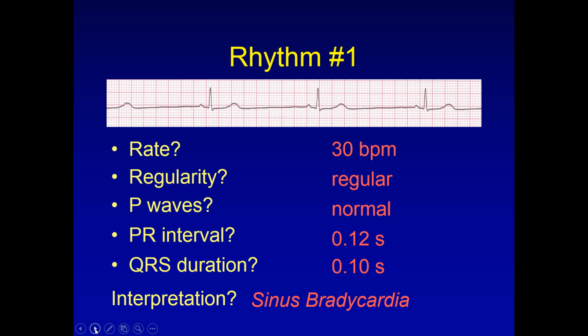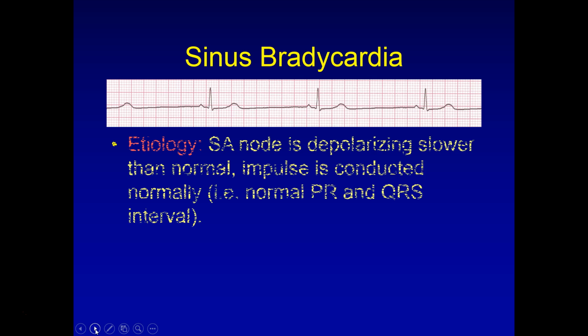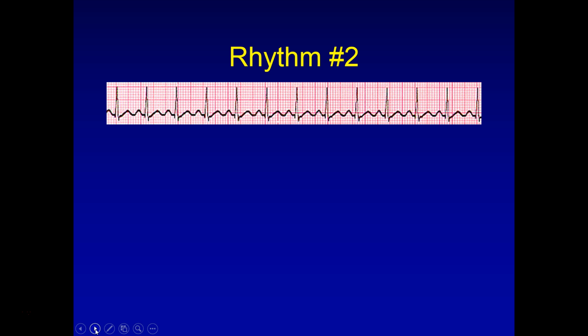Interpretation, sinus bradycardia. That's a look at sinus bradycardia. As you recall from the other video, we talked about this is just a problem within the SA node itself. It's firing too slowly. Okay, rhythm number 2. Let's do the same thing. First of all, let's determine the rate.